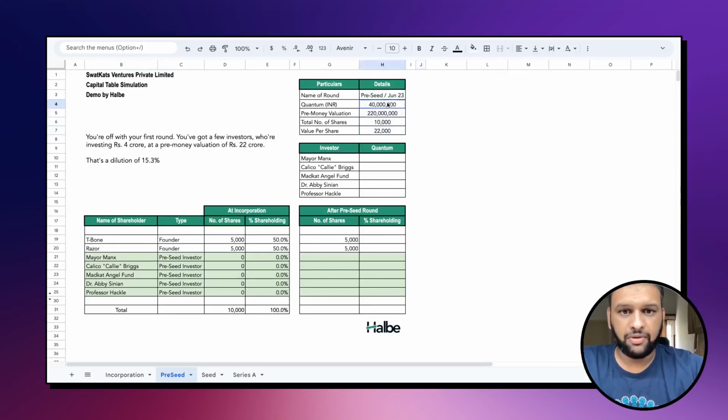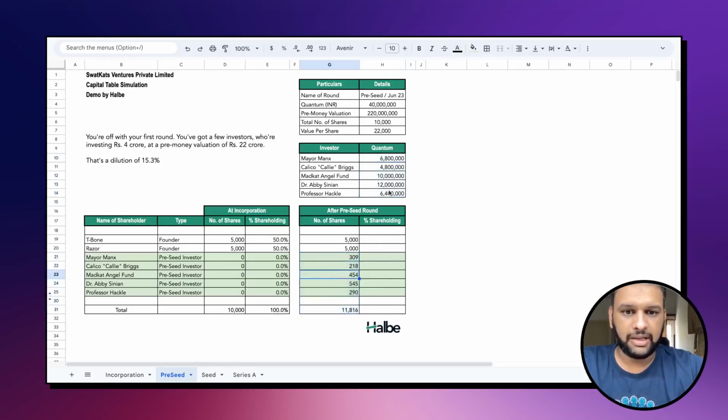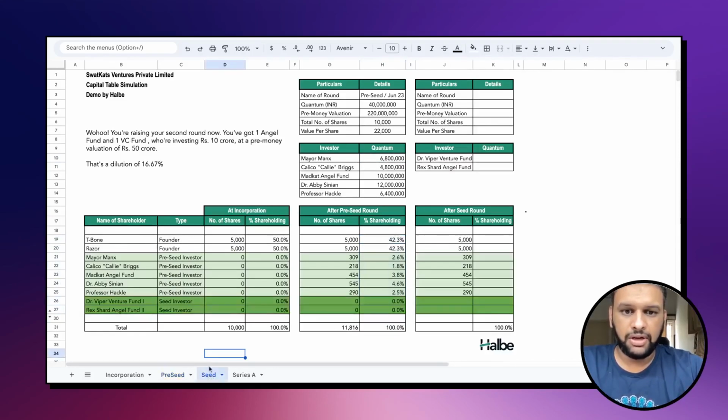So it's a pre-seed round, 4 crore, pre-money valuation of 22 crores. You have 10,000 shares that are outstanding, and therefore your value per share is 22,000 rupees per share. And you have about 5 investors who are investing money into the business. Each of them is investing a different quantum of money. And therefore, how do you project the amount of shares that they're going to get? That's simple mathematics: total amount of investment divided by the total amount per share, and that's going to give you how much equity they're going to get in the business. A simple mathematical formula is then going to give you the quantum of shareholding that they have in this business.